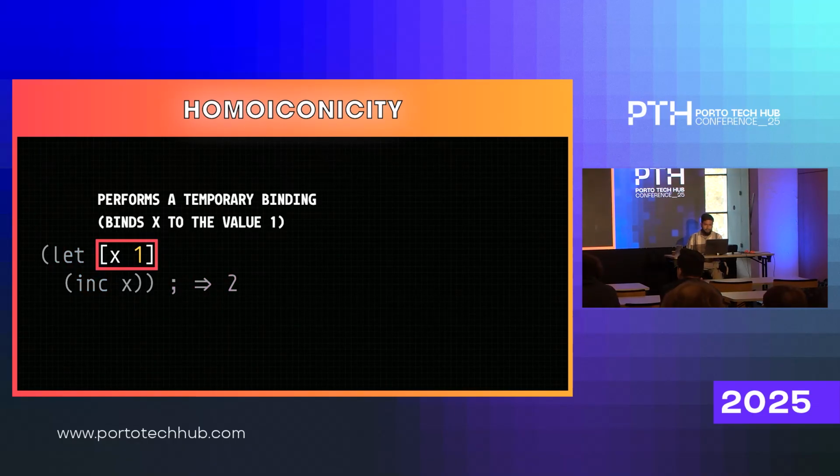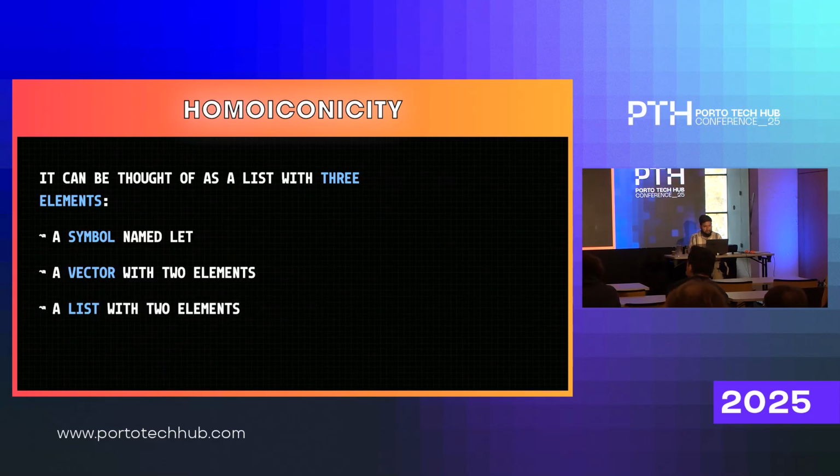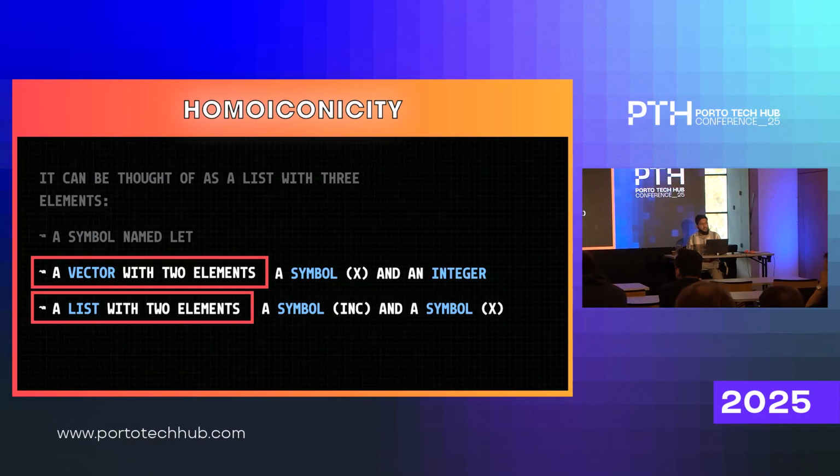What we're doing here is binding x to the value of 1, and then we're incrementing x so that it returns 2 in the second line. And yes, if you're not used to it, people would find weird the amount of parentheses that these languages have. But what's interesting about this code is we can abstract this as a list with 3 elements, where the first element is a symbol, and we call it let. The second one is a vector with 2 elements, and then we have a second list with 2 elements. In the vector we have a symbol x and an integer, and in the second list we have the symbol increment, and then another symbol x.